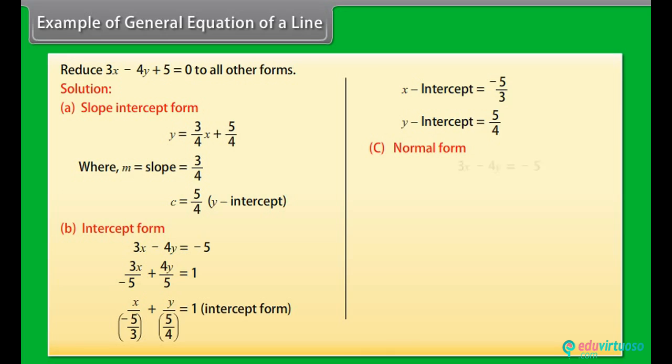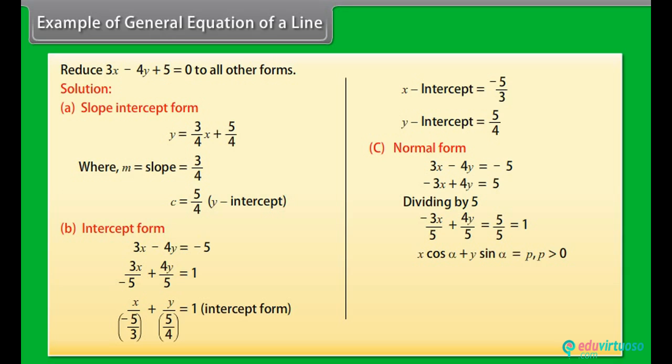Normal form. 3x - 4y = -5. -3x + 4y = 5. Dividing by 5, -3x/5 + 4y/5 = 5/5 = 1. x cos alpha + y sin alpha = p > 0, where cos alpha = -3/5, sin alpha = 4/5, p = 1.